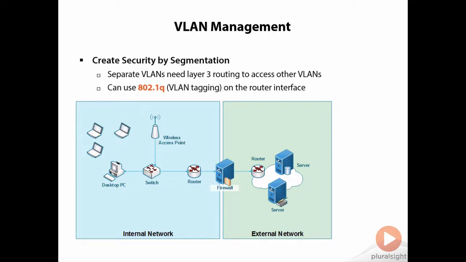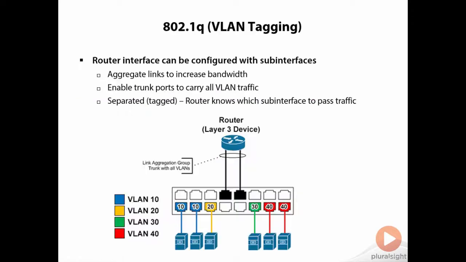We can set up 3 or 4 or however many sub-interfaces we need on that router, so that it knows traffic coming in on VLAN 10 goes out sub-interface 10, and traffic coming in on VLAN 20 goes out sub-interface 20. If we look at it in this fashion, we have a router interface. In this case, we have 2 interfaces that are trunked together, and we have all of our VLANs, 10, 20, 30, and 40, like we had in the previous example.